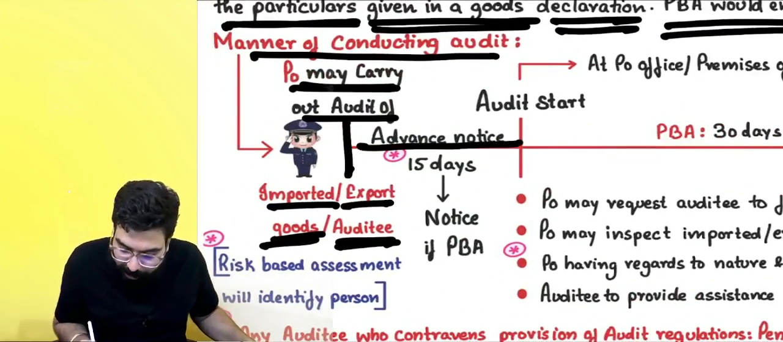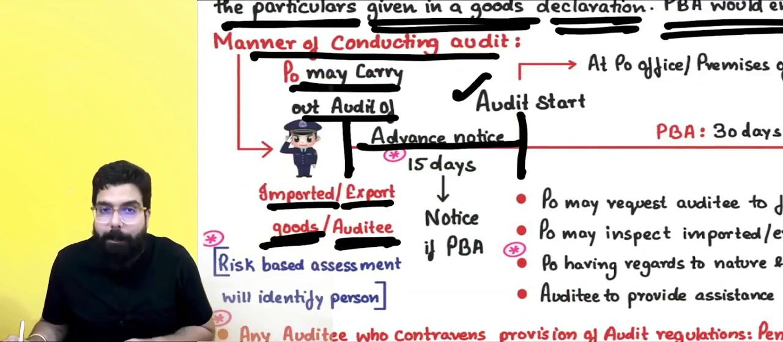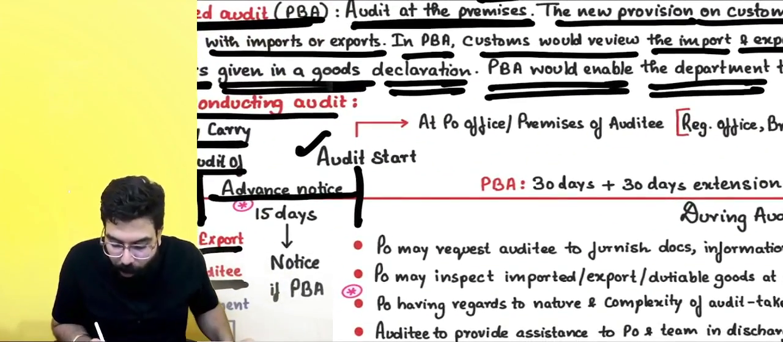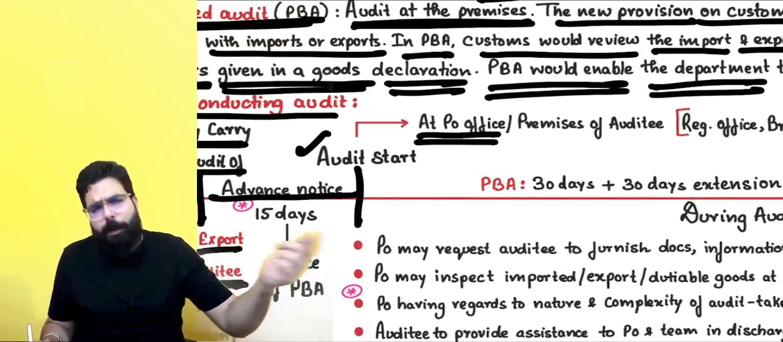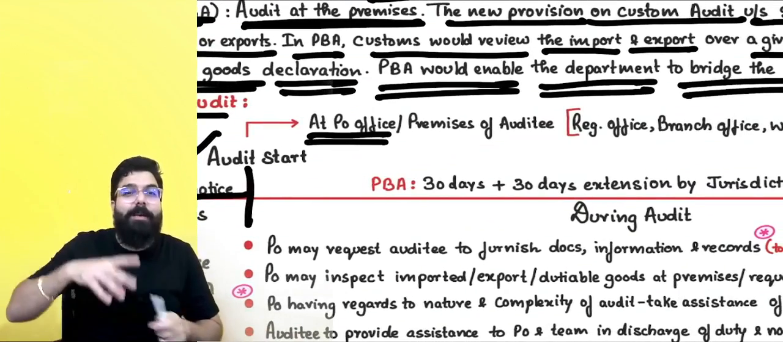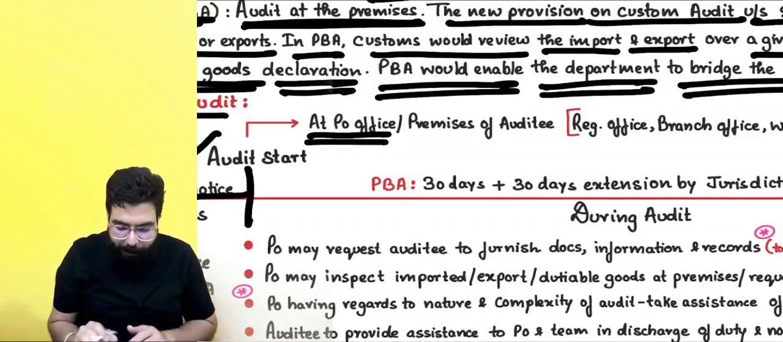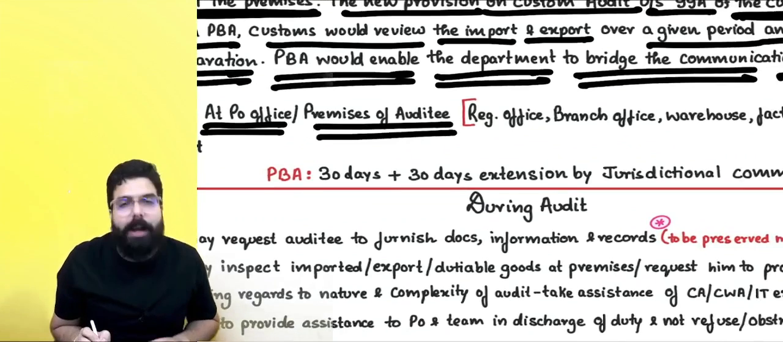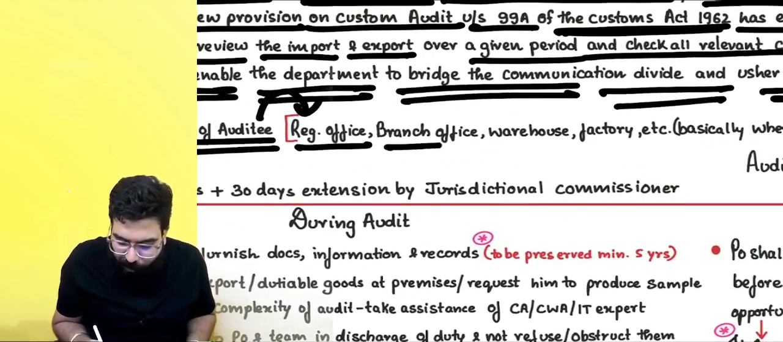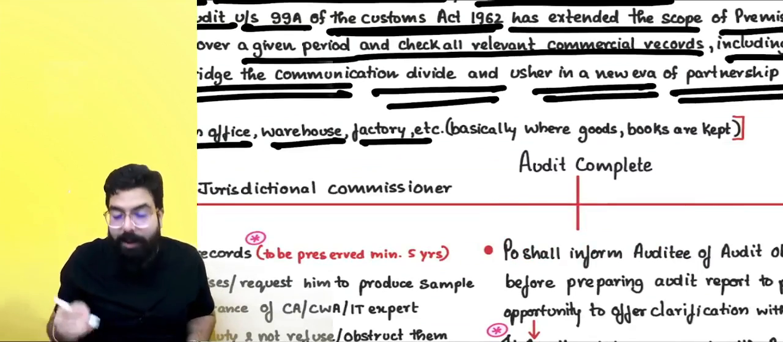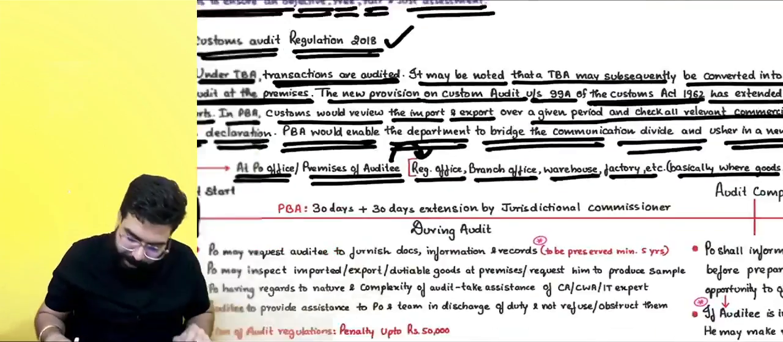Always remember one thing, whenever they want to do the audit, they will give you a 15 days prior notice if it's a premises-based audit. Now, audit can happen at the place of business of the proper officer. Means I have to take my books of account and go to his place of business, his office basically, or it can happen at the premises of the auditee. Sir, my premises means my registered office, my branch office, my warehouse, my factory, basically wherever goods and books are kept, there the audit can happen.